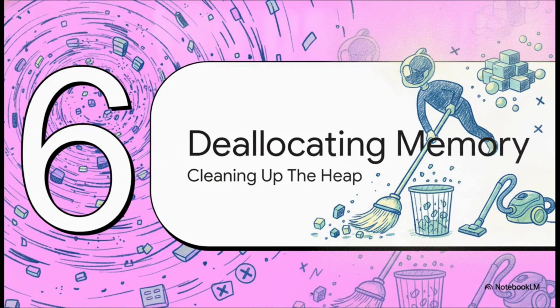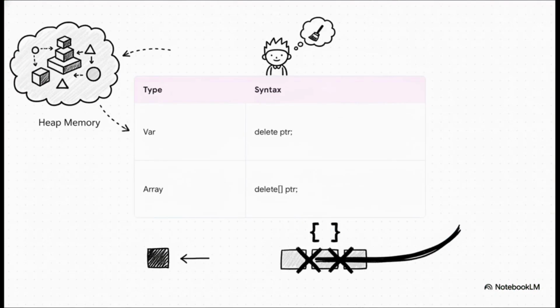Finally, Section 6, Deallocating Memory Manually. Let's talk about cleaning up the heap. Because C++ won't clean up the heap for you, the responsibility falls 100% on your shoulders as the programmer. You have to manually deallocate that memory before the function ends. How? By using the delete keyword.